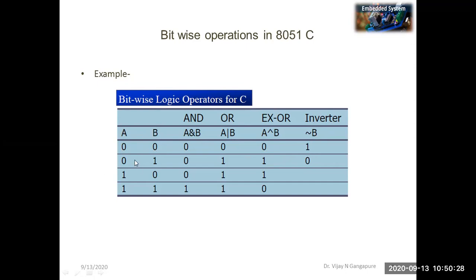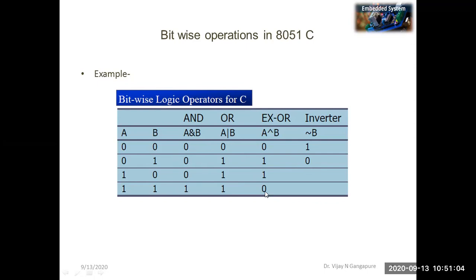Then if A and B are 0 and 1, A ampersand B produces again 0, A or B produces 1, and XOR produces 1, and tilde B, the inversion of B, B is 1, so it becomes 0. Similarly if A is 1 and B is 0, AND produces 0, OR produces 1, XOR produces 1. If A and B are both 1, then A ampersand B will be 1, A or B will be 1, and A XOR B will be 0.